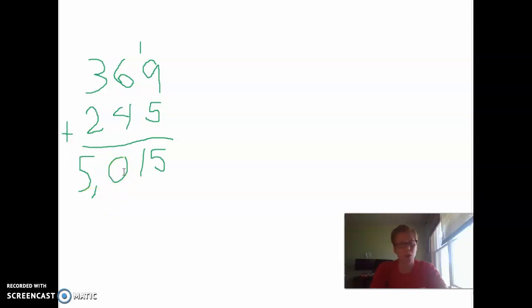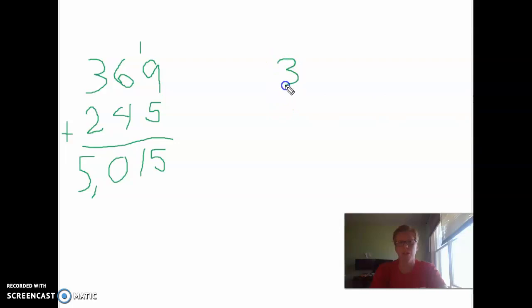So let's look at what I actually did wrong in this problem. I started adding in the hundreds place instead of adding in the ones place. I added 3 plus 2 is 5, and then I added 6 plus 4 is 10, and I just started regrouping, going to the right instead of to the left. I made a big mistake that people do in addition.